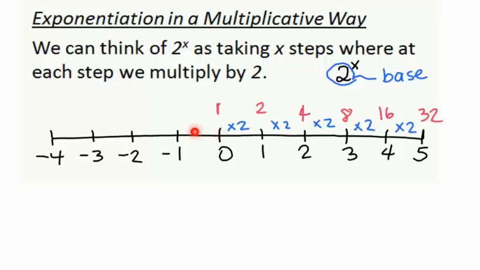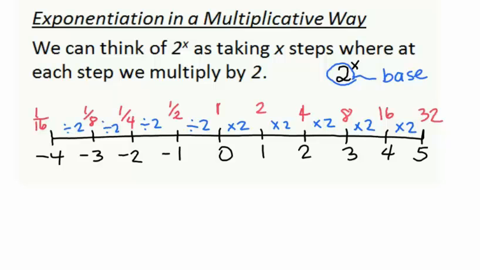Now let's say we wanted to move in a negative direction. Well, we have to do the opposite of multiplying by 2. So if we want to get from step 0 to step negative 1, we actually have to divide by 2. And if we take 1, which is in red here, and divide by 2, we get the number 1/2. If we take 1/2, and again divide by 2, we get the fraction 1/4.